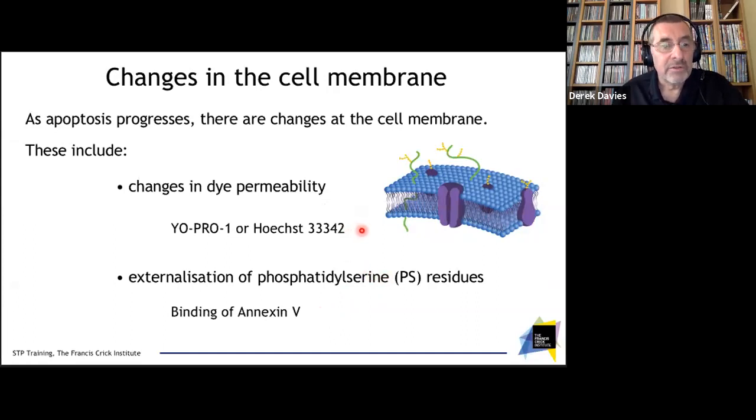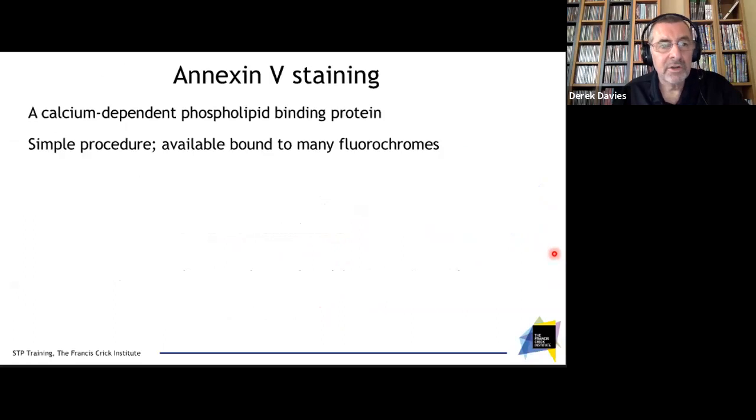But there are other ways of doing it. As I say, changes in membrane permeability, and I'll show you some examples using a dye called YoPro1, but Hoechst 33342 is also differentially permeable to live, dead, and apoptotic cells. Let's look at annexin first of all.